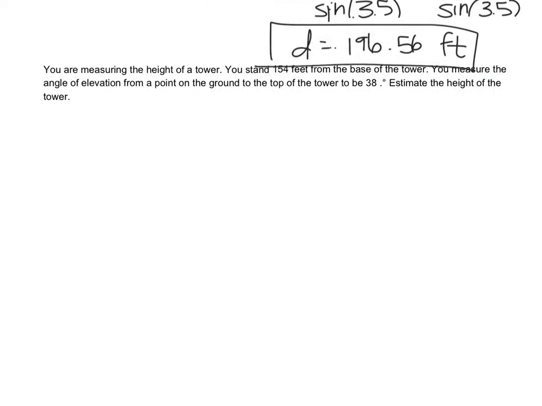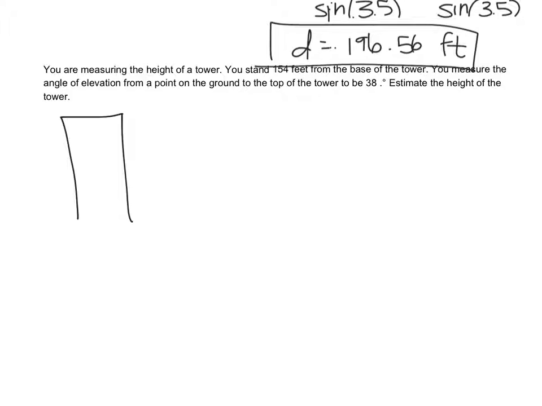So we have a similar problem to the first. We are measuring the height of a tower. You stand 154 feet from the base of the tower. You measure the angle of elevation from a point on the ground to the top of the tower to be 38 degrees. Estimate the height of the tower. So this is going to be a pretty much identical picture to the first problem.